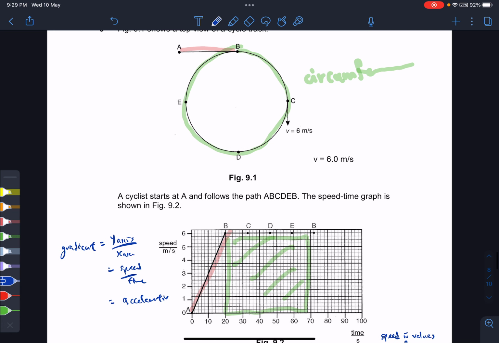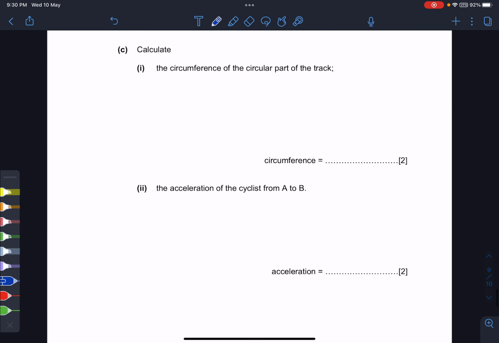If you recall, the area under the line or curve is basically y-axis times x-axis, which is speed times time, which is just the distance. So long story cut short, they are just asking you to find the area under the curve in this case, which is very simple. It's just 6 times 72 minus 20, which is 310 meter to 2SF.